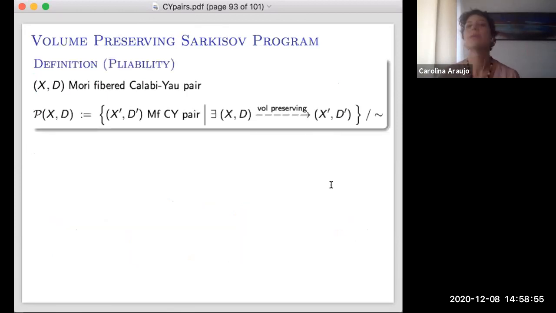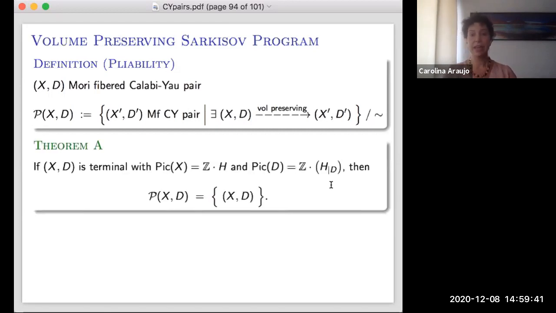This leads to the definition of the pliability of a Mori fibered Calabi-Yau pair. This is the set of all Mori fibered Calabi-Yau pairs that admit a volume preserving birational map to (X, D). Here we mod out by a natural equivalence relation, which is called square equivalence. And so this is the pliability. It tells us what Mori fiber spaces can appear in a Sarkisov factorization of a birational self map of this pair.